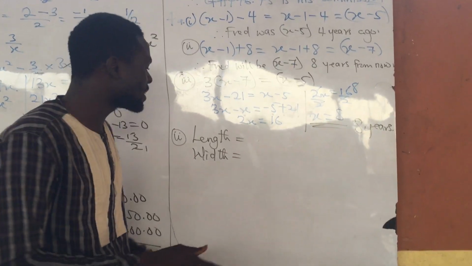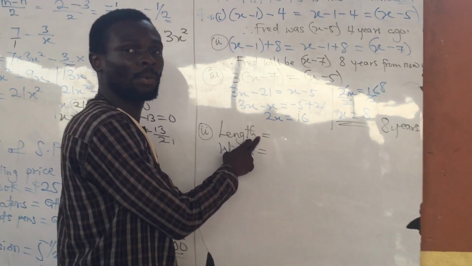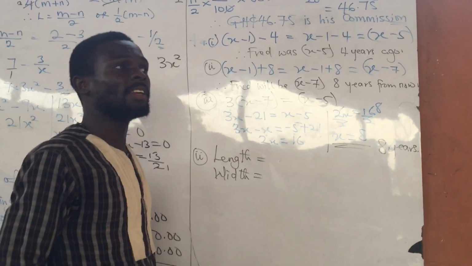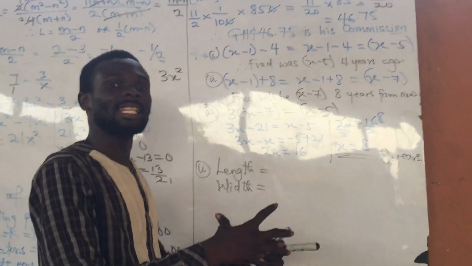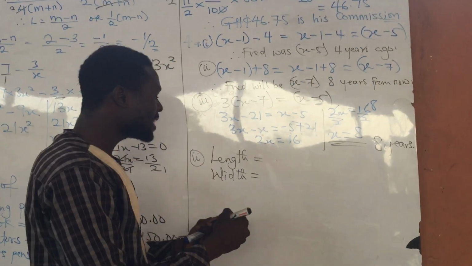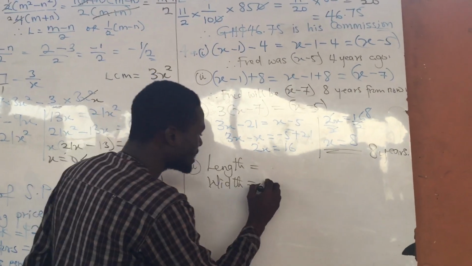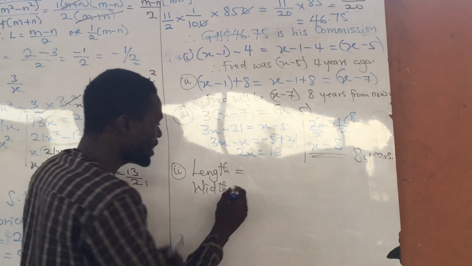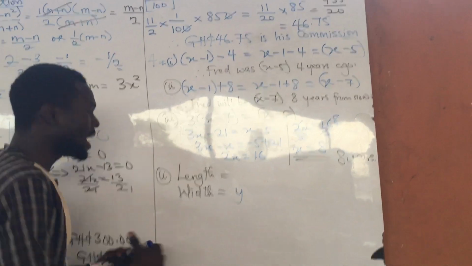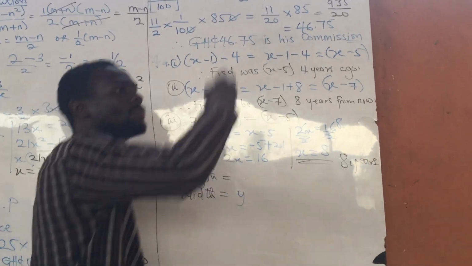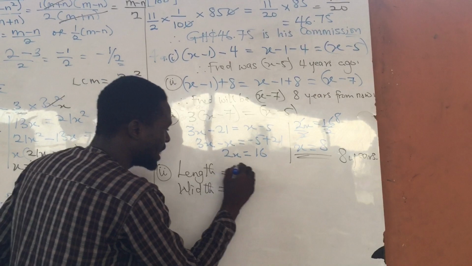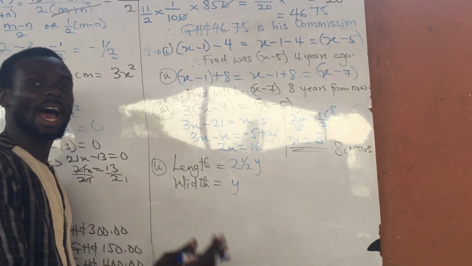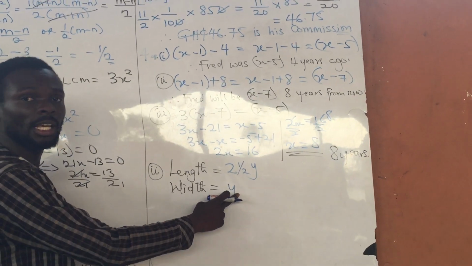Now the question says that the length of the rectangular farm is 2.5 times the width. So if the width is 4, then the length is 2.5 times it. Since we don't know the width, represent it with a variable. Let's say y. Now the length is 2.5 times the width, which is 2.5y, where y is the width.